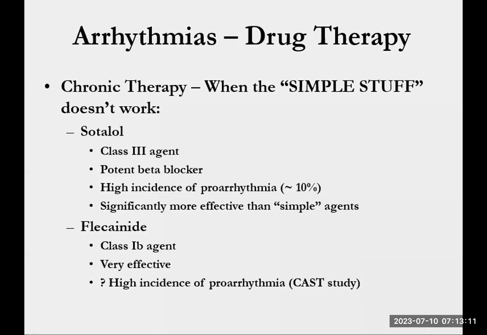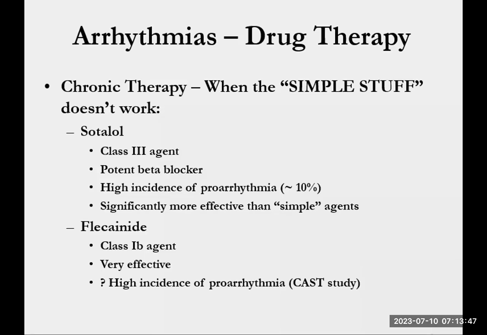Flecainide, which is a 1B agent, sodium channel blocking agent, is another very effective antiarrhythmic agent for certain forms of SVT. It also has a very high incidence of proarrhythmia, probably the highest of all the agents that we use routinely to take care of kids with tachycardia. And so it needs to be used carefully. And just like sotalol, generally speaking, at least in the United States, we would start this as an inpatient with 24 to 48 hours of observation, looking for proarrhythmia.